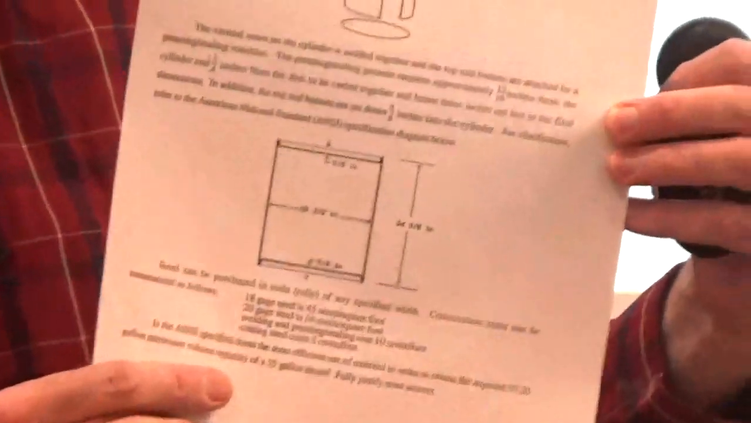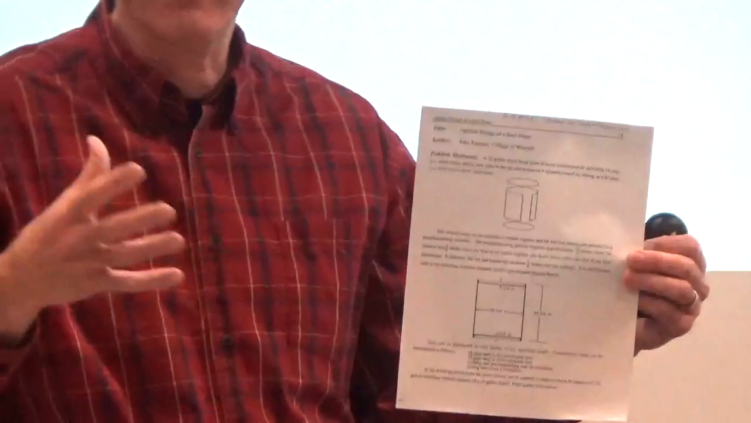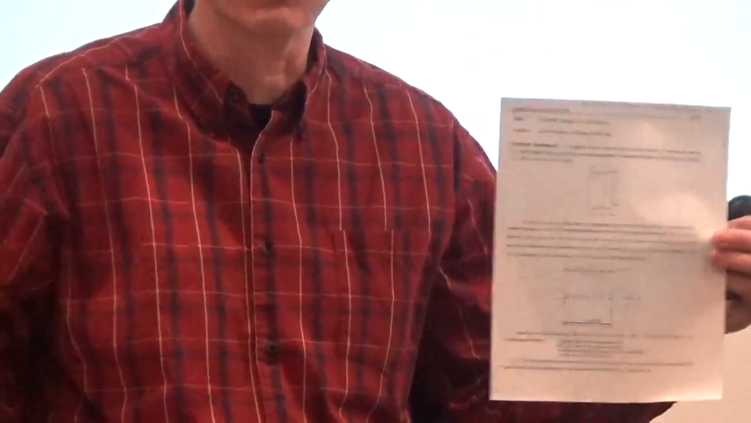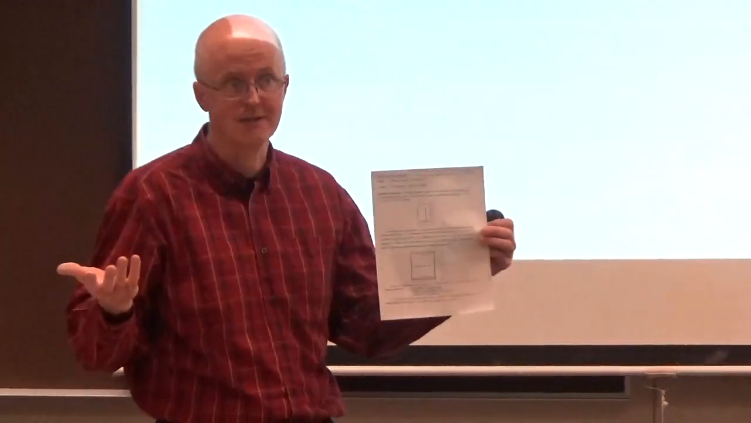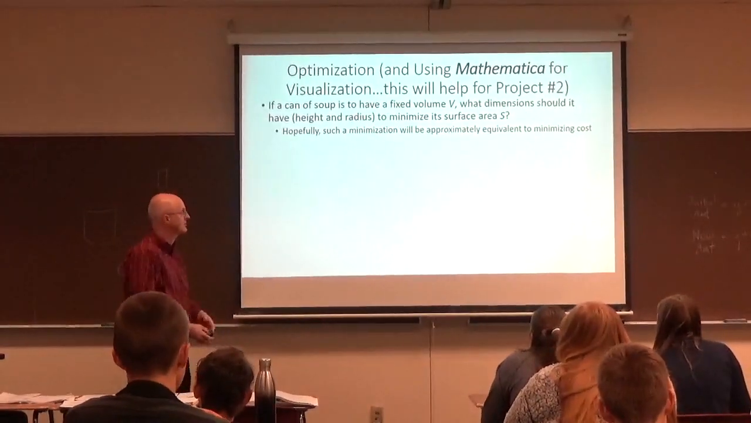Okay? That's what one of the projects is about, taking welding costs into account as well as the fact that maybe the sides of the can and the top and the bottom of the can are made of different kinds of aluminum, for example, and have different costs per unit area. But to keep it simple, let's just focus on minimizing the surface area.